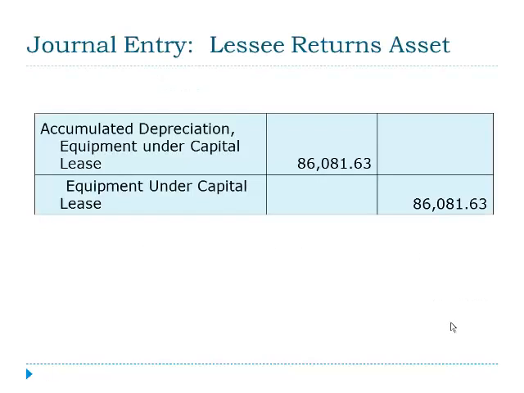The journal entry that's written then is simply to take the equipment and its accumulated depreciation off of our books. The equipment here has a credit entry, it's on the right-hand side, that decreases the asset. The accumulated depreciation is a contra asset account, and it has a normal credit balance, so it's decreased with a debit.